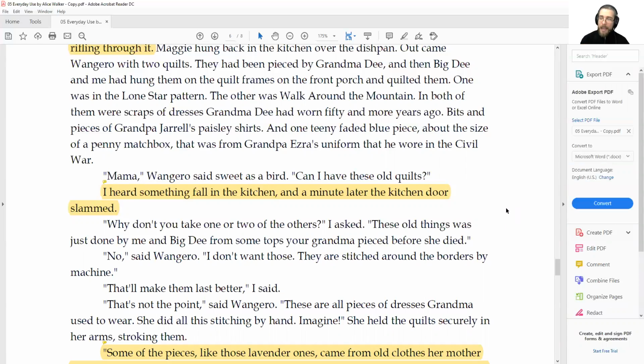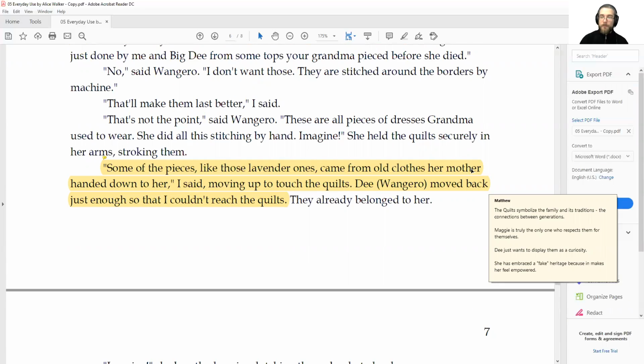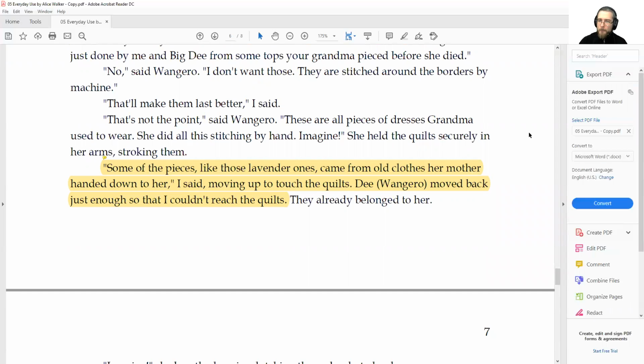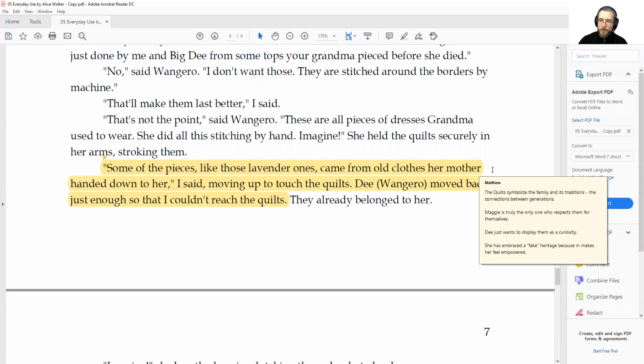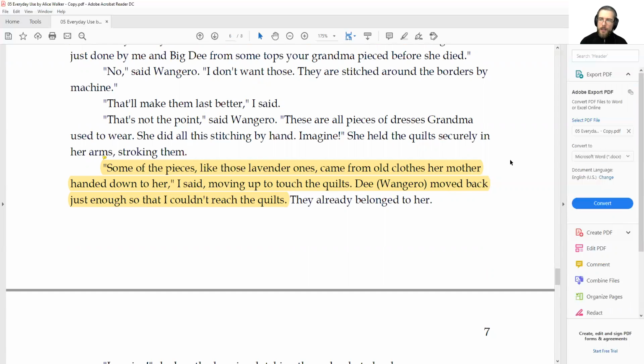On the one hand, Maggie has a real, honest connection with her family because she helped to create those quilts. She's part of that successive series of generations. Dee wants to appropriate them for herself. So the quilts symbolize the family and its traditions. Dee wants to display them as a curiosity, as a conversation piece. But Maggie wants to use them. She wants to use them as her grandmother did. She wants to use them as her great-grandmother did. So she's taking up that family tradition. She's taking up the symbol of her family tradition and respecting it because she's using it in the way that they would have.